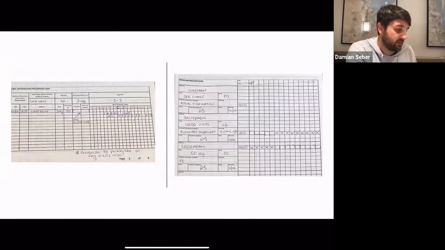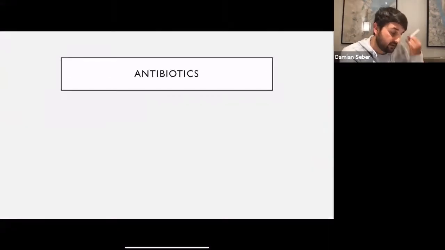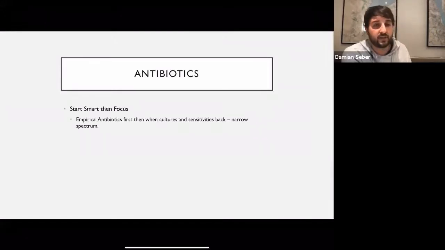So those are examples of prescriptions. I'm going to move on to antibiotics. You should always start smart and then focus. So use empirical antibiotics first, and then when your culture sensitivities come back, you narrow the spectrum.